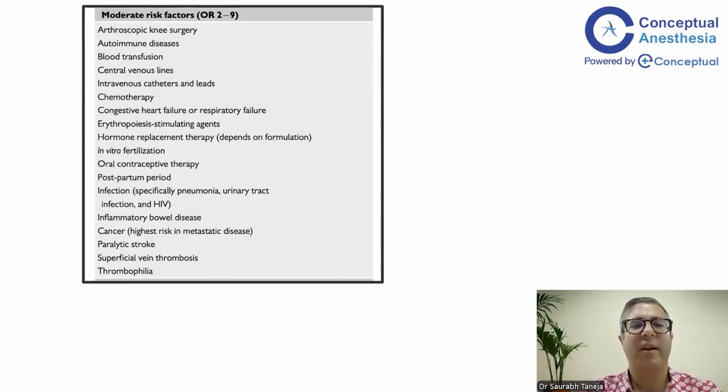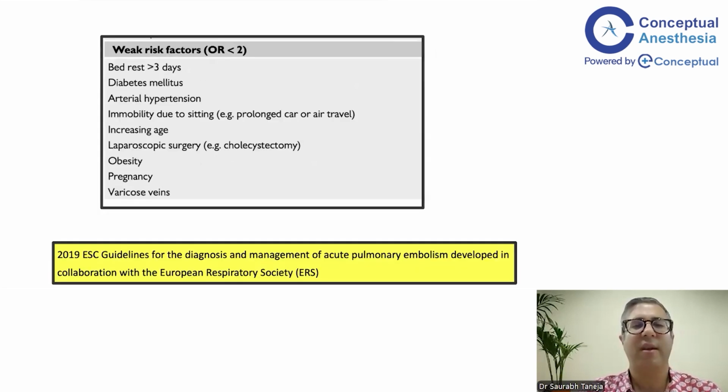Then there are moderate risk factors. So patients with central line intravenous catheters, chemotherapy, hormone replacement therapies, OC pills, cancer patients, paralytic stroke patients. So these patients are also very common in the ICUs. So they are moderate risk factors. And definitely there are weak risk factors which are present in almost all the patients in the ICU.